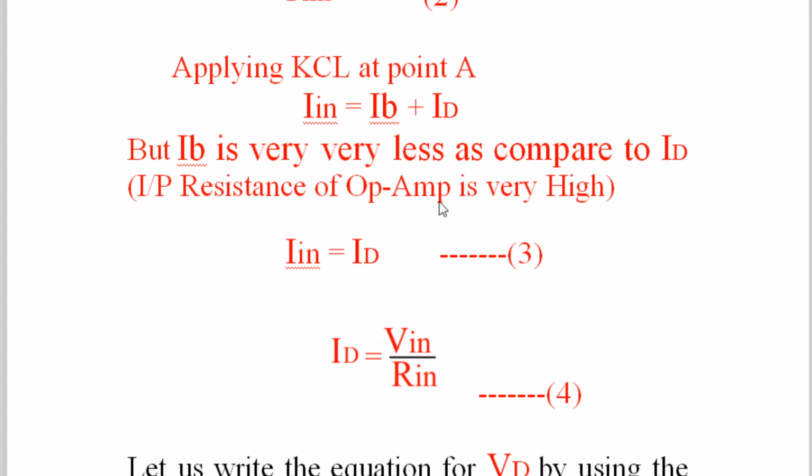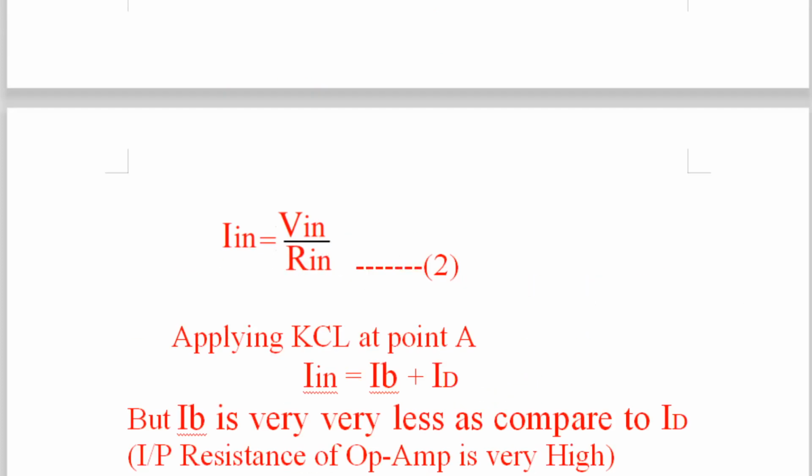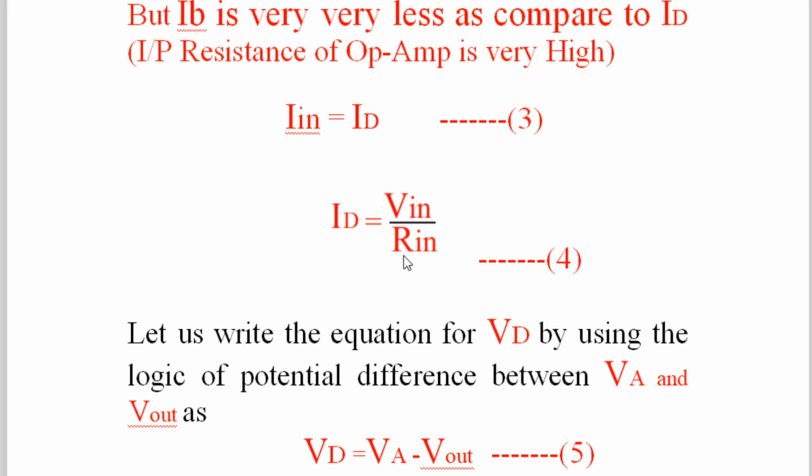Reason: the input resistance of the op amp is very high. Therefore, we can neglect the very small amount of current, that is IB, as compared to the large amount of feedback current, that is ID, the current flowing through the diode. Therefore, Iin is equal to ID. So IB is neglected. And here you know what Iin is: Iin is equal to Vin divided by Rin. Therefore, ID is equal to Vin divided by Rin. So now this is the equation for the current flowing through the diode ID in this circuit diagram.